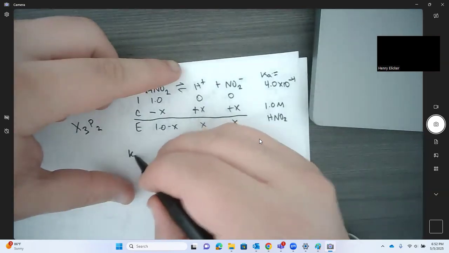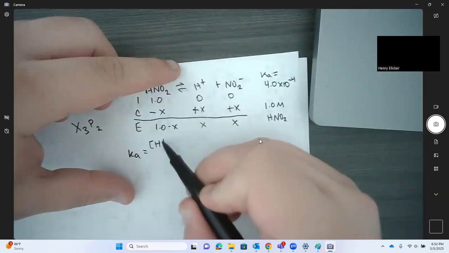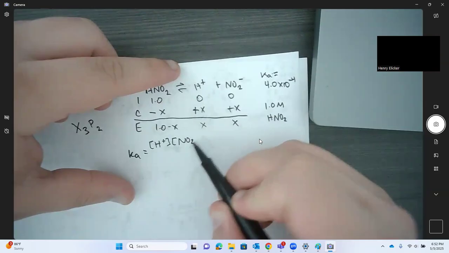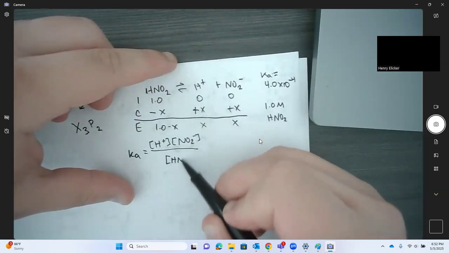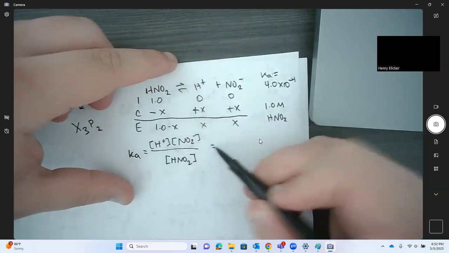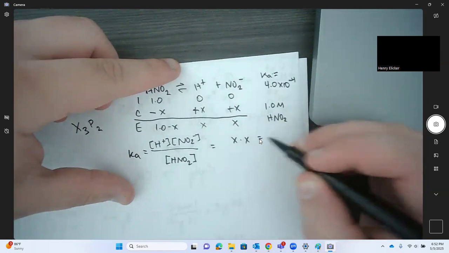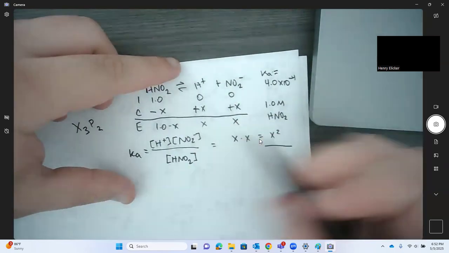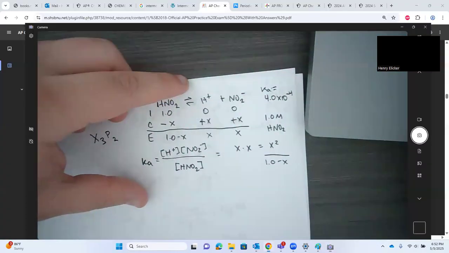So we're saying the Ka is equal to the H plus products over reactants. Okay, and let's input the numbers here. So X times X, or X squared over HNO2. Now notice it's 1.0 minus X. Notice it said in the problem an approximation.